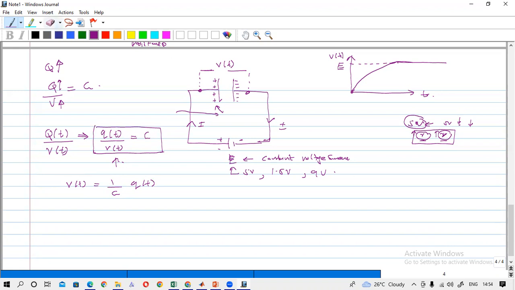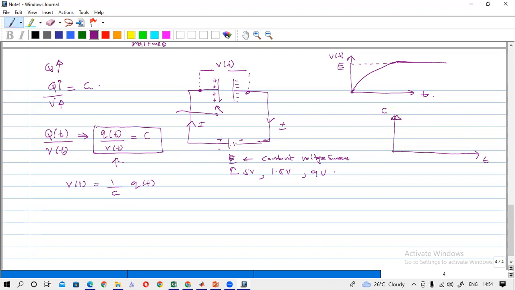Another thing is the current, the current through this capacitor with respect to time. So what about the current? What do you think about the current? Voltage is varying like this with respect to time across this capacitor, and what about the current?